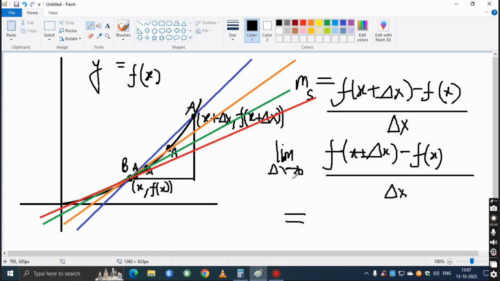That is just going to give me the instantaneous rate of change of y with respect to x. So that's just going to be, now remember, f of x plus delta x minus f of x is nothing but delta y, right? It's this length, change in y, divided by change in x. And we have limit as delta x tends to 0.